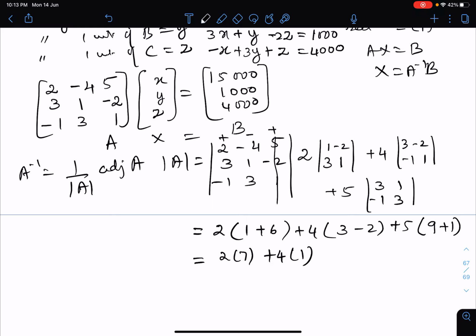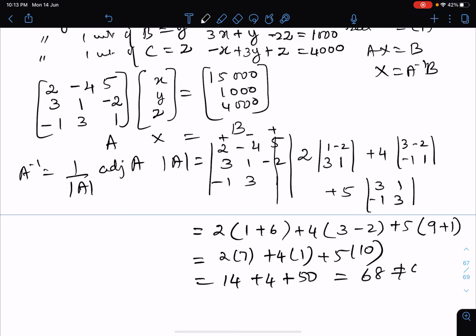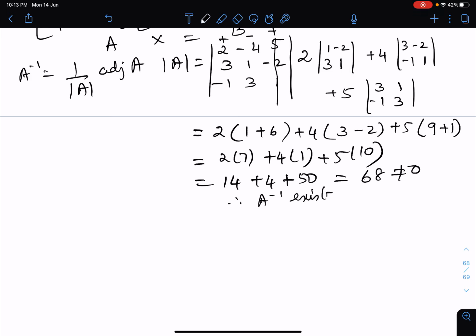Okay, 1 plus 6. Okay, let us go. Plus 5 into 10. So everything is in plus. 14 plus 4 plus 50. So it is going to be 68, not equal to 0. Therefore our A inverse exists. Okay, now our determinant value is 68.